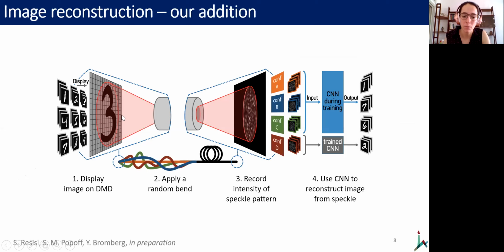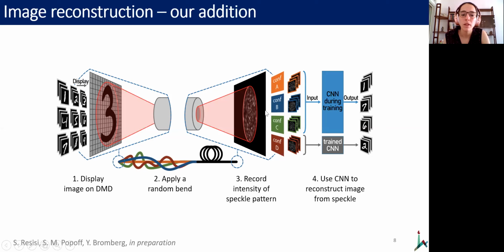So what we do is quite simple. We display images on the DMD, project them into the fiber, record the intensity of the speckle pattern at the distal end of the fiber, and get a speckle-digit pair. We collect hundreds of thousands of such pairs for different digit images, like a few you can see here on the left, and for different fiber configurations, which we create by applying different positions on the actuators.